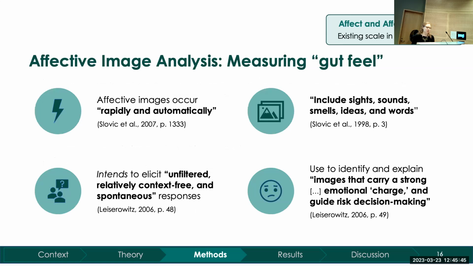Affective images recur rapidly and automatically in this approach. This is what's assumed. And they tend to elicit some unfiltered and relatively context-free and spontaneous responses, which is an interesting thing to talk about as a social constructivist, but we'll leave it there for now. And the images are not limited to a visual. Affective images include sights, sounds, smells, ideas, and words. This method allows us to collect those ideas or sounds or words from participants and see which carry the greatest impact on how people feel, which make people feel very positively or very negatively.